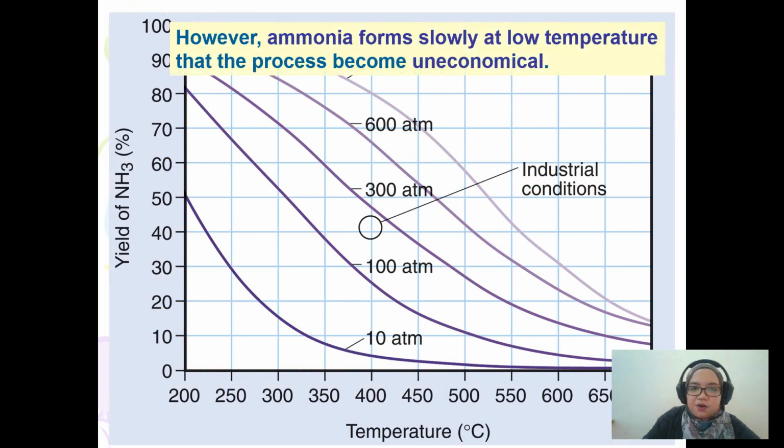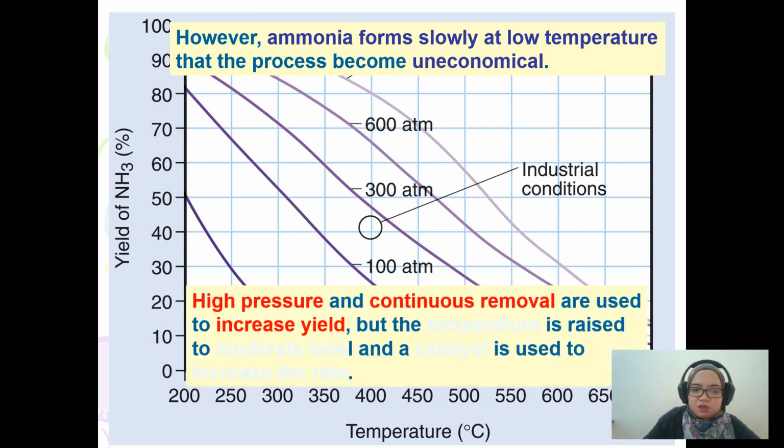So, however, ammonia forms slowly at low temperature that the process become uneconomical. So, high pressure and continuous removal are used to increase yield. But the temperature is raised to moderate level and a catalyst is used to increase the rate.